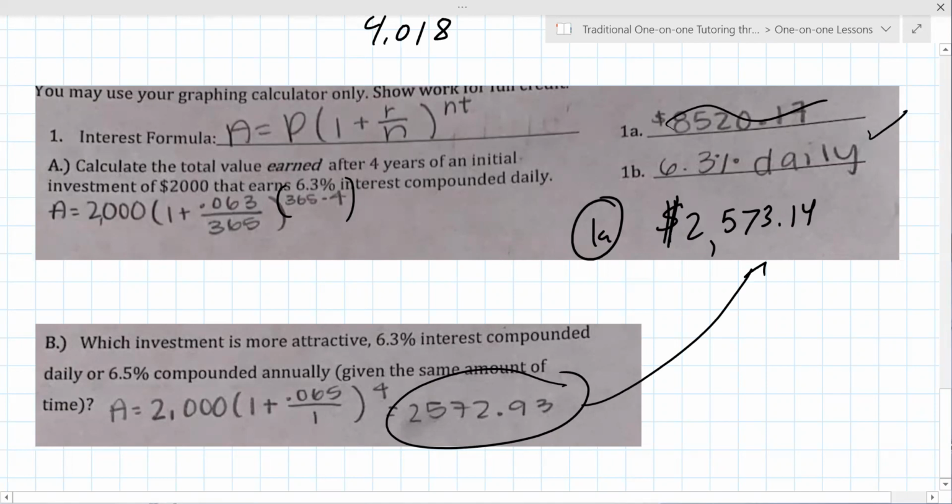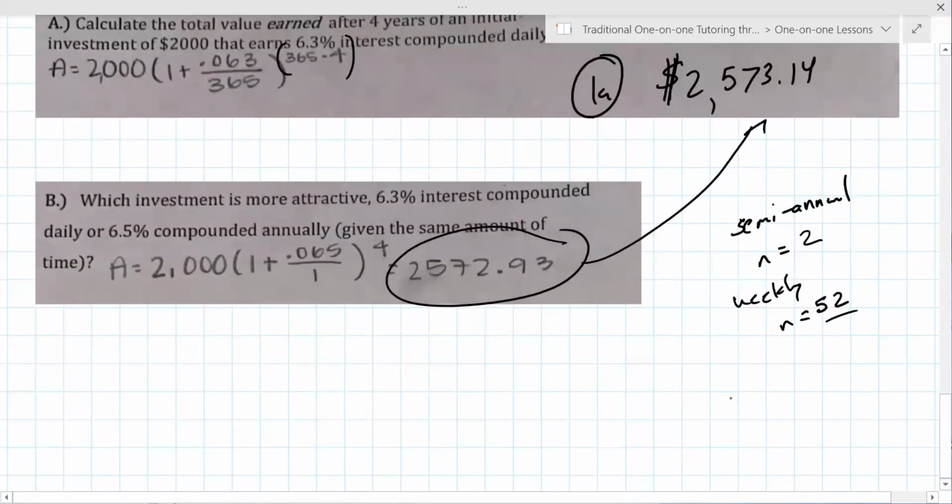So if it said semi-annual, what is the value of n? Semi-annual, that would be 2, right? Yep. Let's try another one. Weekly. How many weeks are in a year? Oh, we didn't do weeks. I don't remember. Isn't it like 50? Yeah, 52. That's why I'm just checking real quick. So you kind of got them all here. Quarterly is 4. Daily is 365. Okay, you got it.